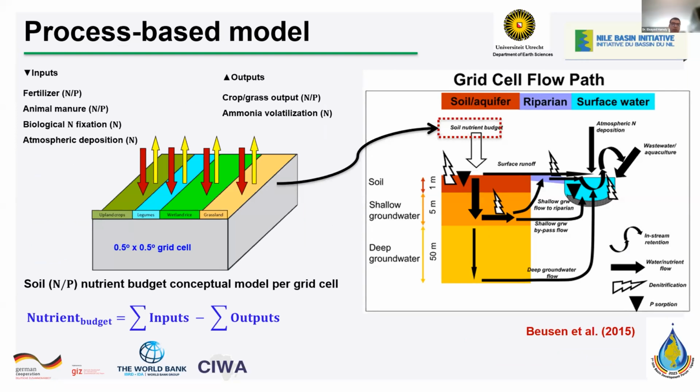We have a process-based model in which we account for the different inputs to the soil, from fertilizers, animal manure, biological N fixation, and atmospheric deposition, and also account for the outputs from crop harvesting and ammonia volatilization. So that simply accounts for the inputs and the outputs, from which we calculate the nutrient budget. And from the coupling with the hydrological model, we account for surface runoff and the leaching to the groundwater system. And through that, we account also for the fate through denitrification and the other in-stream processes and the deposition to the river channel.